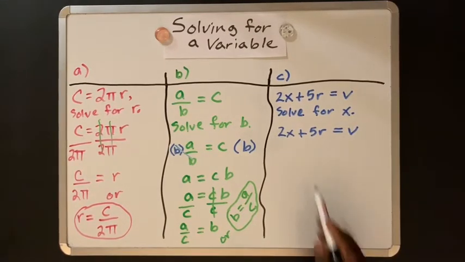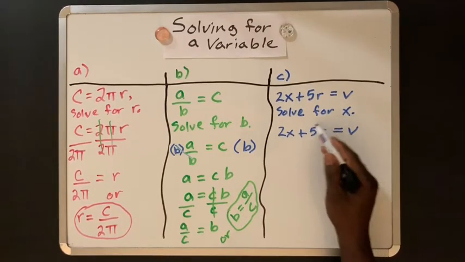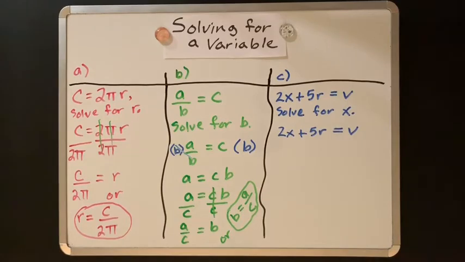Think about it. To get x by itself, I've got to get rid of the 2, and I've got to get rid of this 5 times r. When you have a problem like this, you don't get rid of the coefficient 2 first. You get rid of this term, 5 times r, first. So that's what we're going to do.